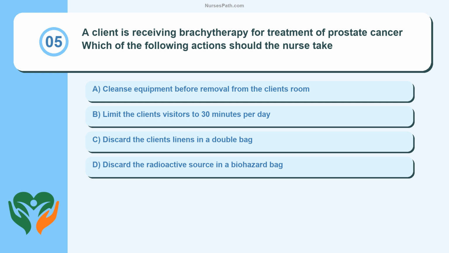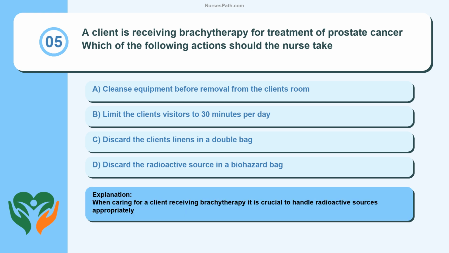Question 5. A client is receiving brachytherapy for treatment of prostate cancer. Which of the following actions should the nurse take? Cleanse equipment before removal from the client's room. Limit the client's visitors to 30 minutes per day. Discard the client's linens in a double bag. Discard the radioactive source in a biohazard bag. When caring for a client receiving brachytherapy, it is crucial to handle radioactive sources appropriately.